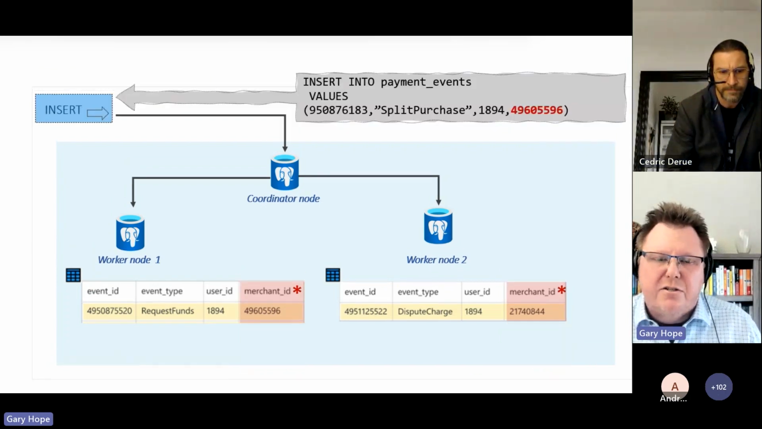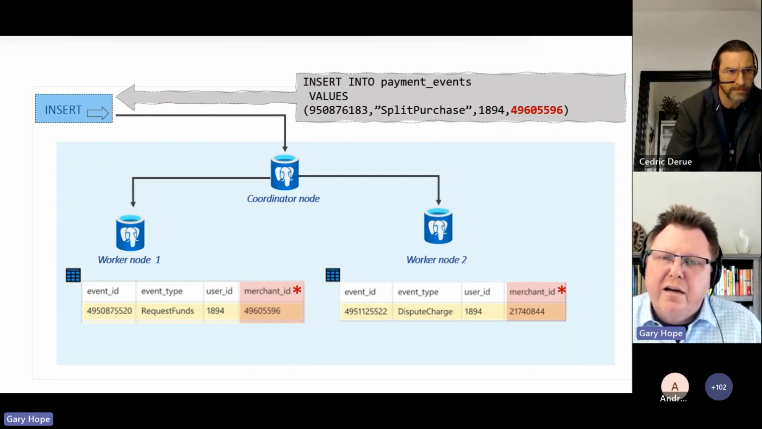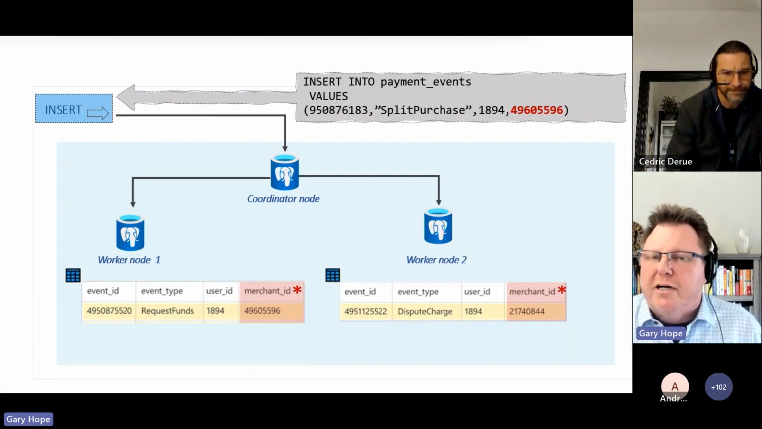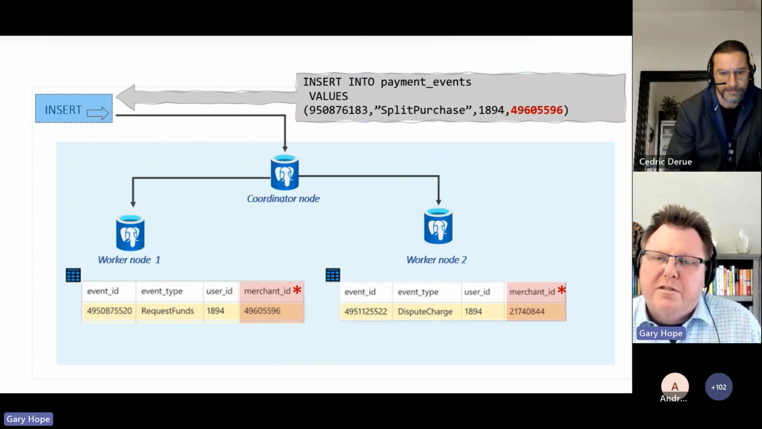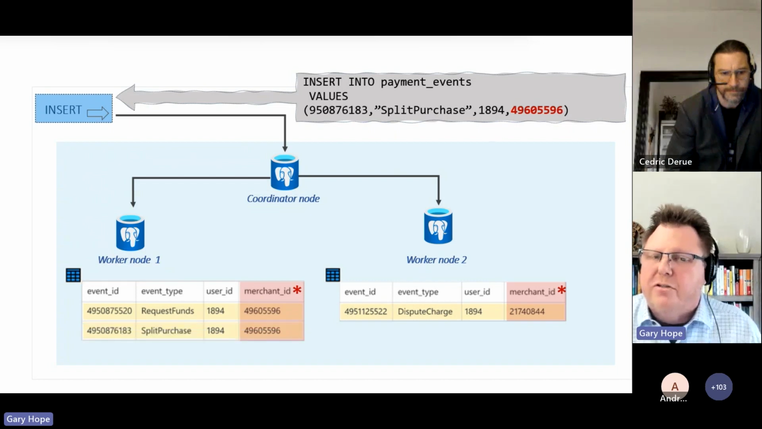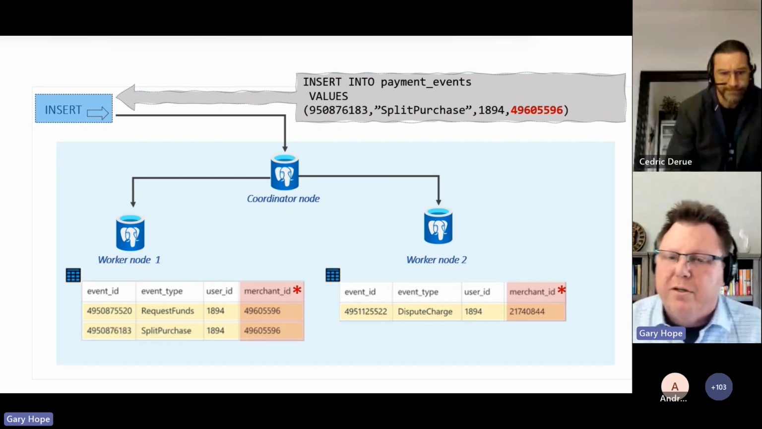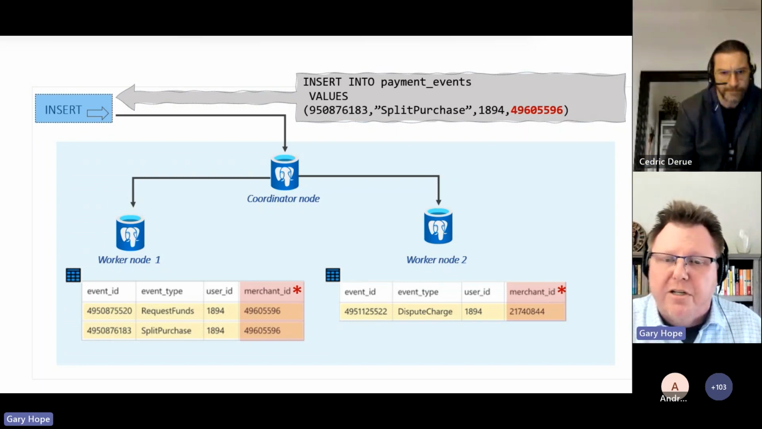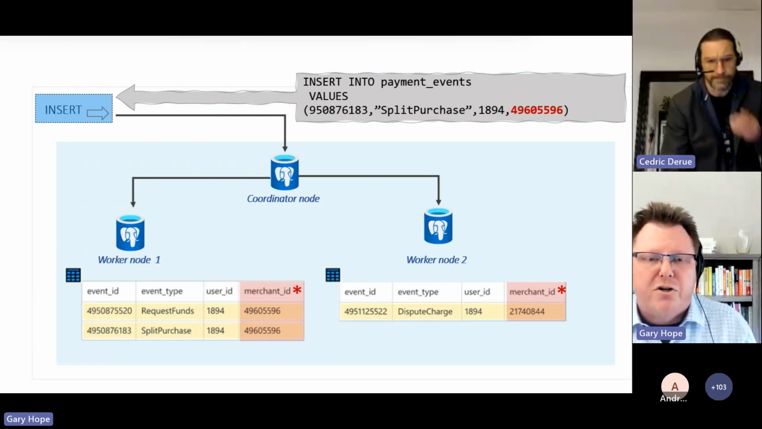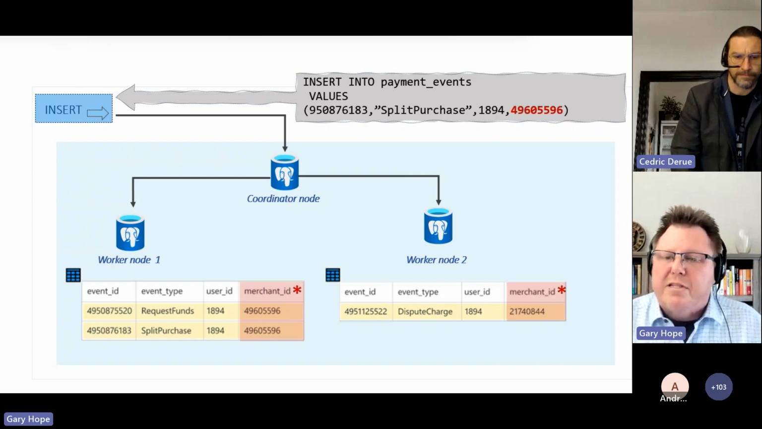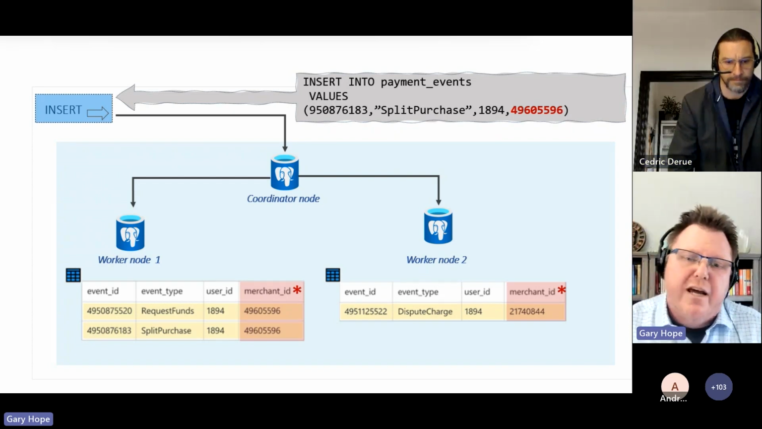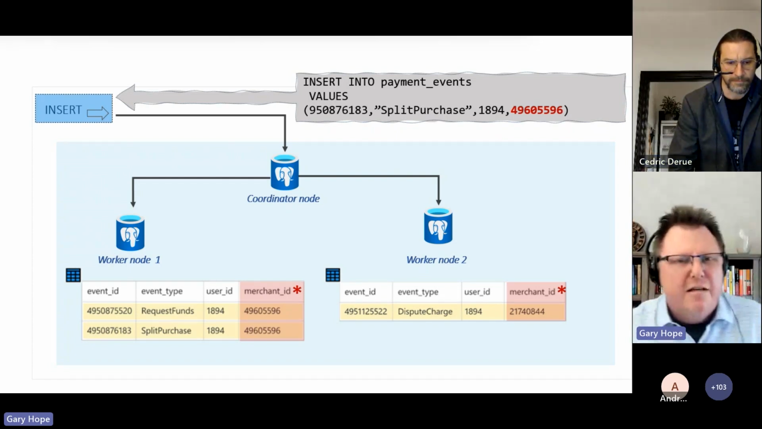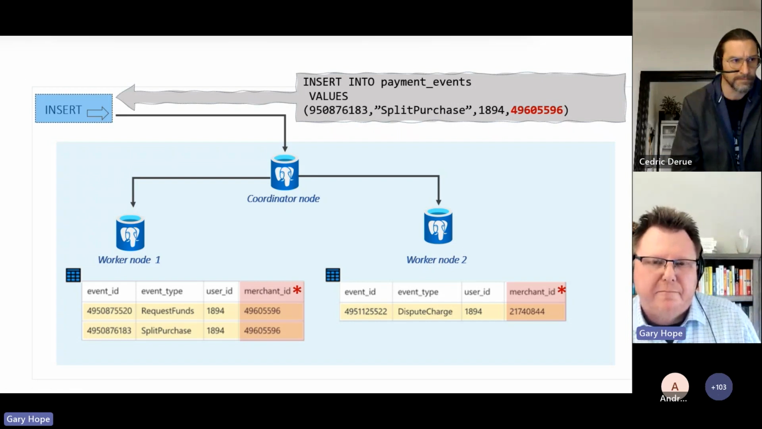Let's have a look at inserting data. Here we are inserting a row with the merchant ID ending in 596. The client will submit this to the coordinator node. The coordinator node will calculate the hash of the distribution column value, look up the node associated with that value, and then forward the insert to that node for insertion into the appropriate shard. So all rows with the same distribution column values end up on the same node. That's the important thing to remember.